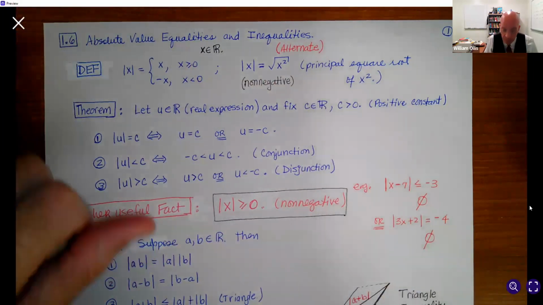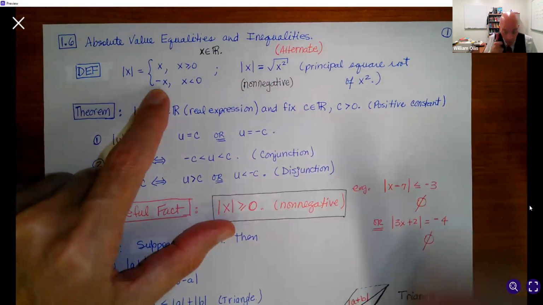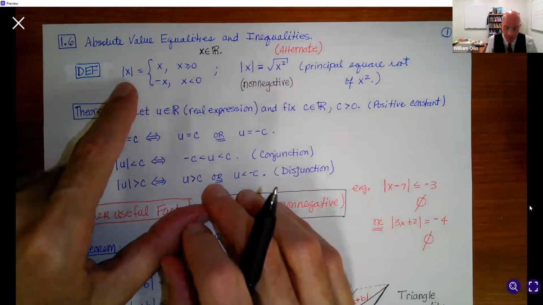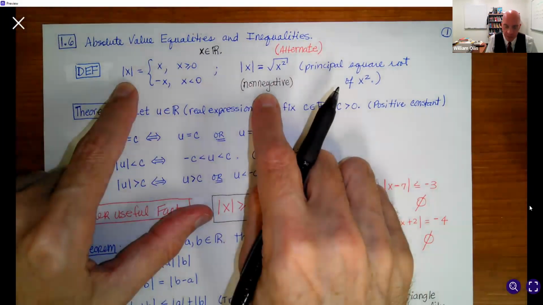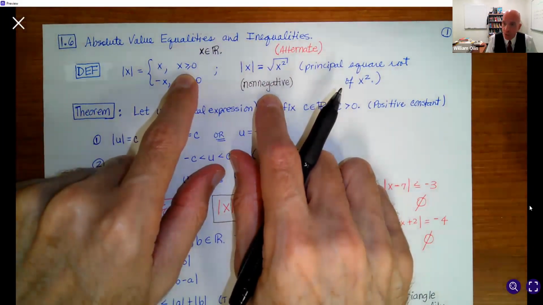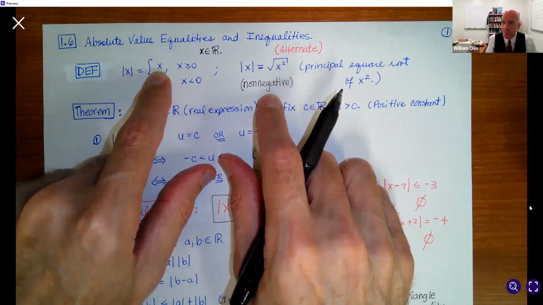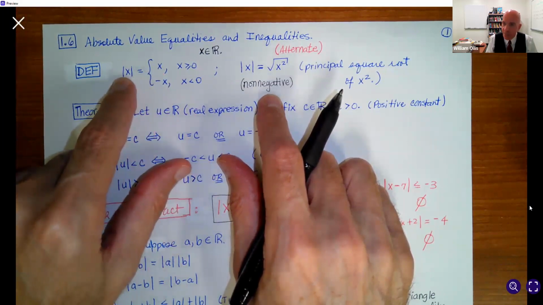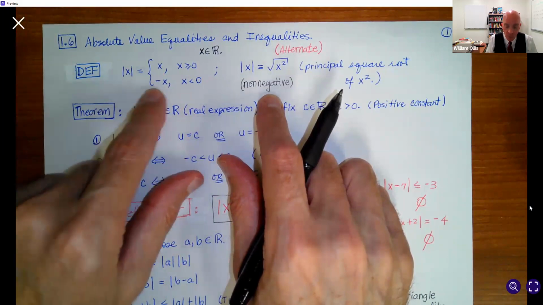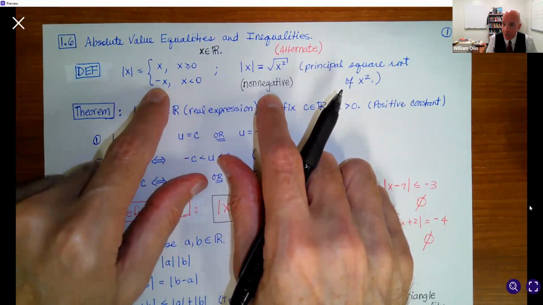Now, the best way to define it, at least initially, is by this function in two pieces. That is, the absolute value of X, as I've written here, is always non-negative. And so when X, the expression X, is greater than or equal to 0, then its absolute value is X. Now, when you think of X as just being a number like 5, we say the absolute value of 5 is 5. Now, if the expression is less than 0, then we take the additive inverse. That is, the absolute value of X is now the additive inverse of X.